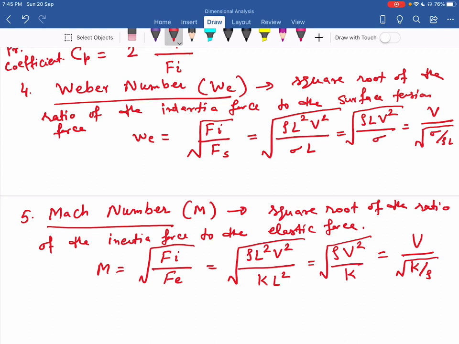So these are some dimensionless numbers we have, depending upon the ratios of dynamic forces. Now all these dimensionless numbers we can use in model testing. So that we discuss next.